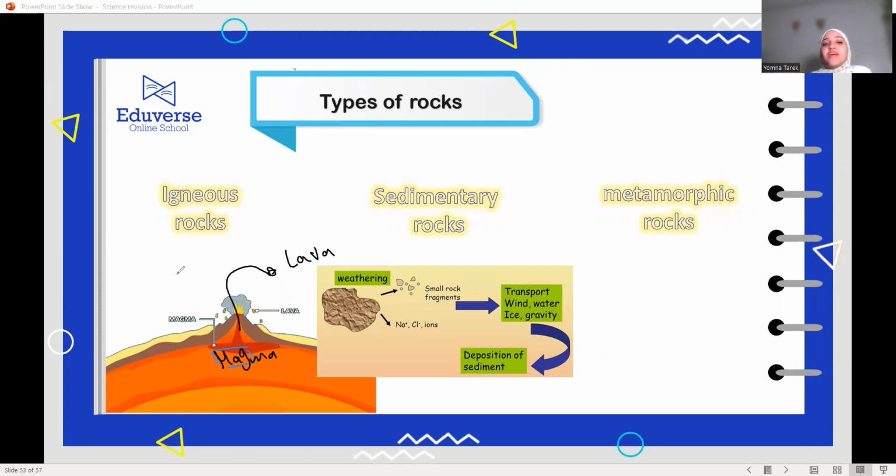We have two types of igneous rocks, plutonic and volcanic. When the magma cools down over a long time, this is called plutonic. When the lava cools down in a short time, this is called volcanic. So let's talk in detail about plutonic and volcanic.